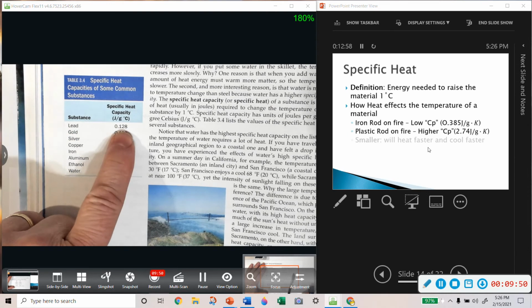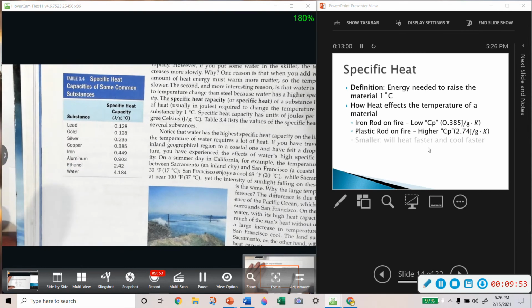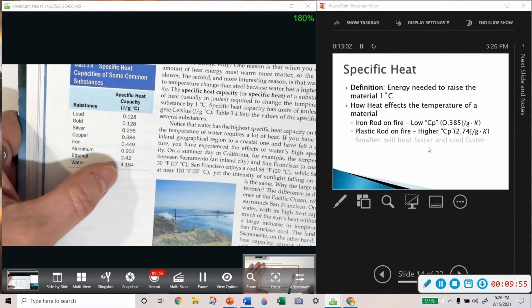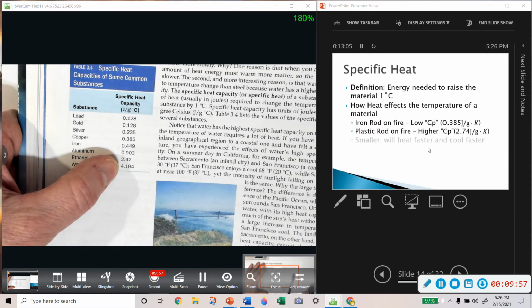A low number means it heats up quickly and cools down quickly. A large number means it warms up slowly and cools down slowly.